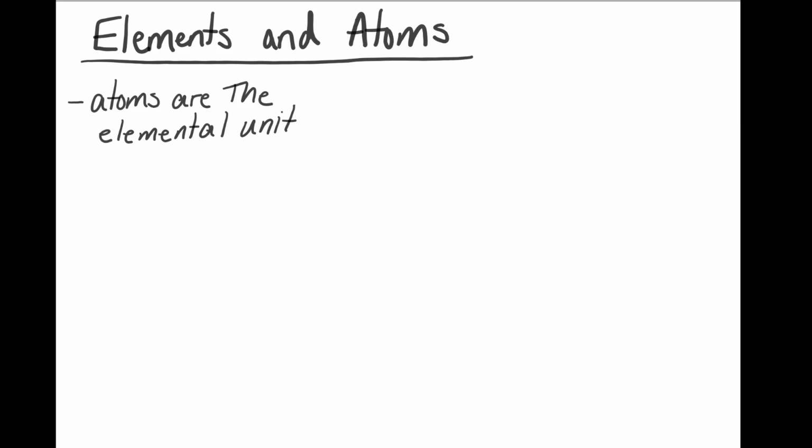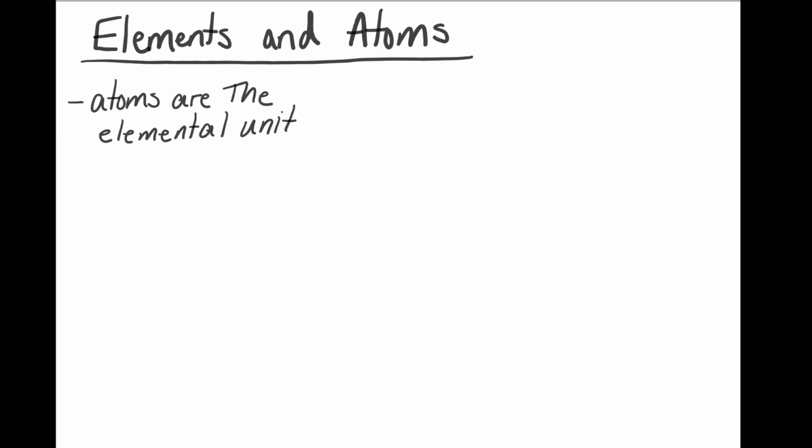Each element is made up of atoms, which makes the atom the elemental unit. The carbon element is made up of carbon atoms. The nitrogen element is made up of nitrogen atoms. The hydrogen atom makes up the hydrogen element, and so on and so forth.